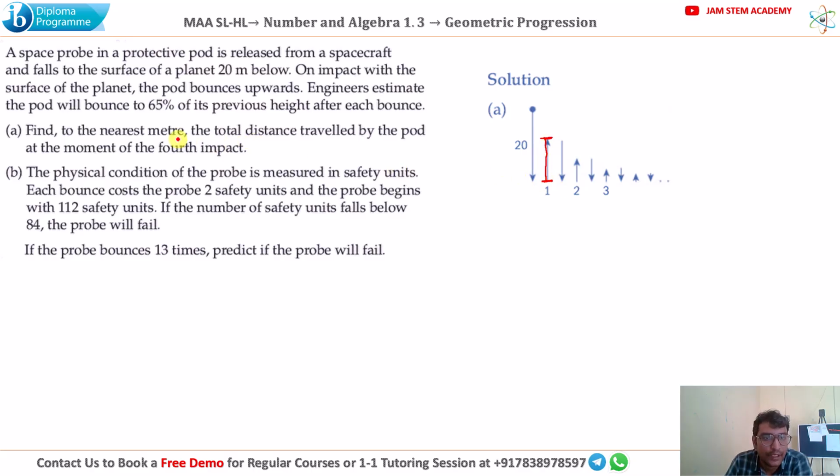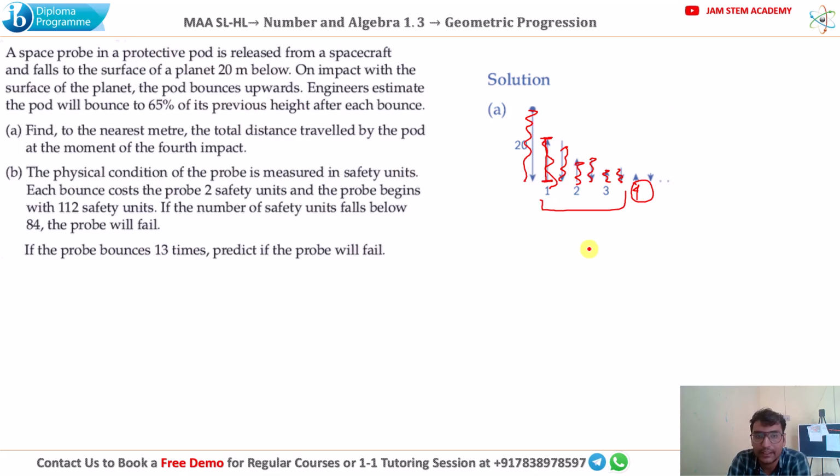Okay, so now it says total distance means I need to add up this distance traveled by the pod at the moment of the fourth impact. At the moment only means not on the fourth bounce. Okay, not after the fourth bounce, on that point. So here up to this, because here is where that space probe will take its fourth bounce.